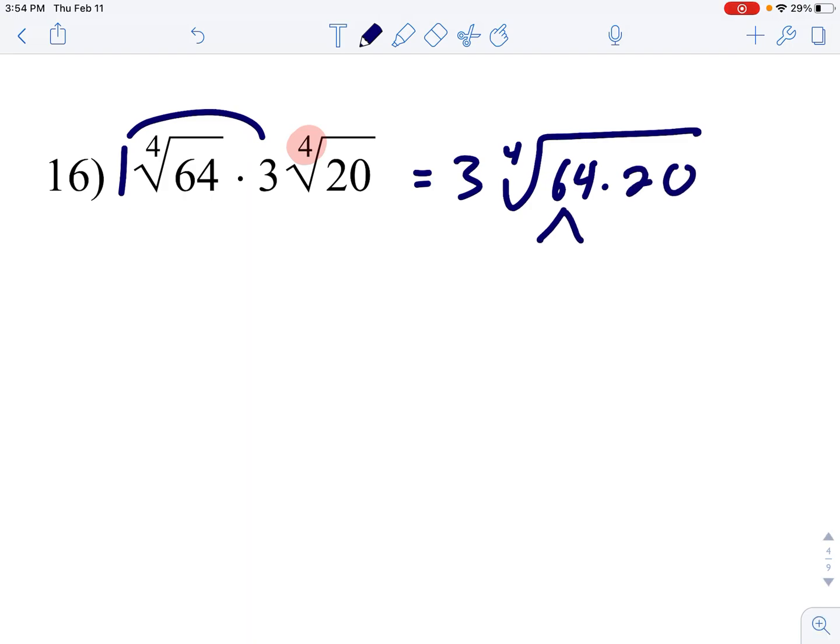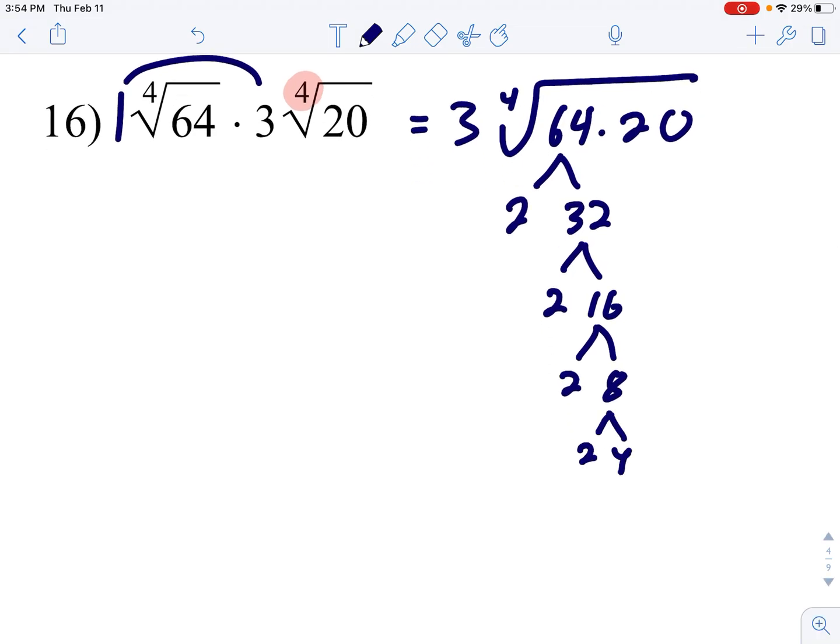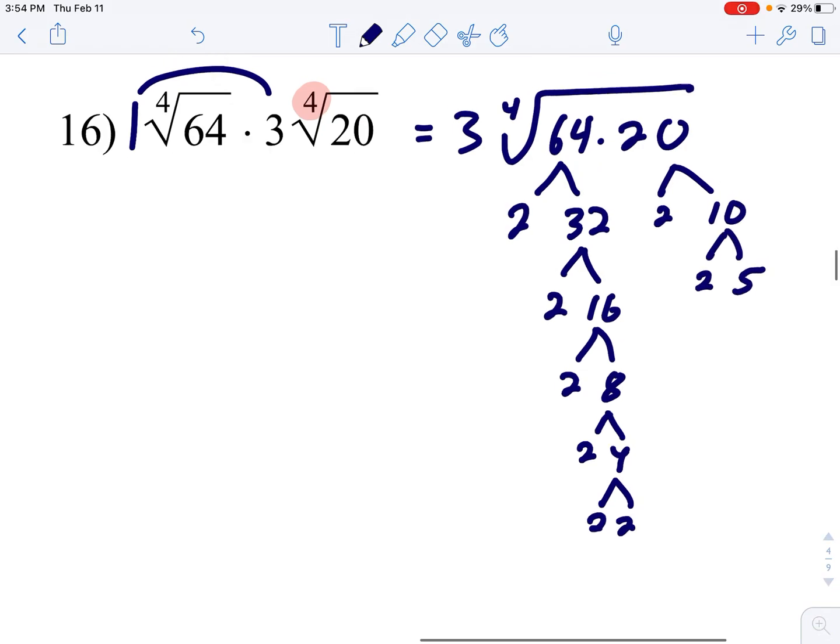So 64 is what? 2 times 32. That's 2 times 16, and that's 2 times 8. And that's 2 times 4. Holy cow, and this is 2 times 2. And 20 is 2 times 10, and that's 2 times 5.